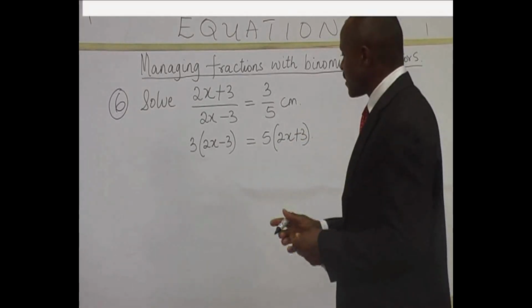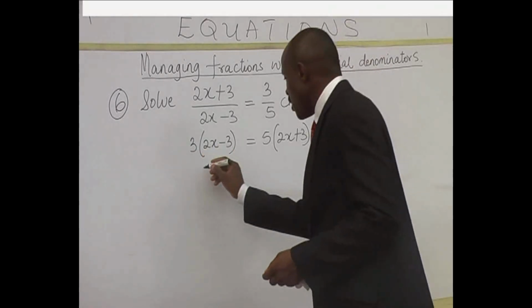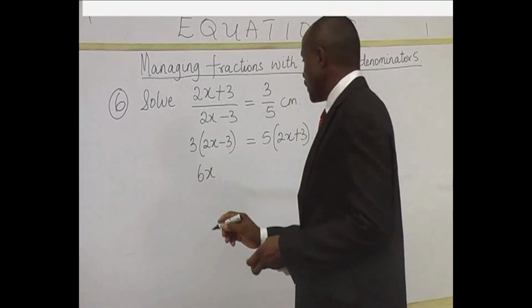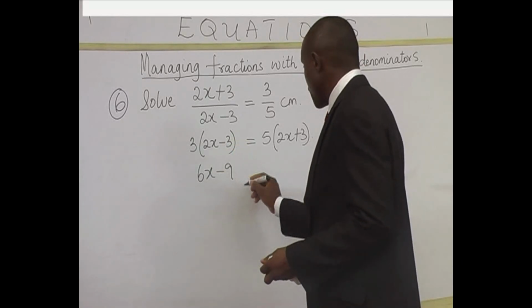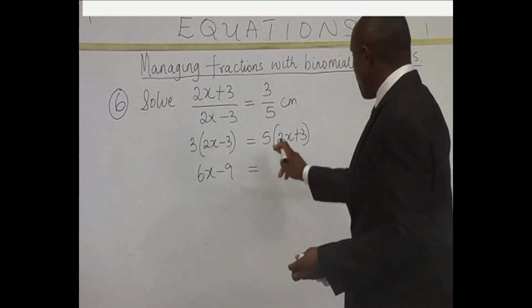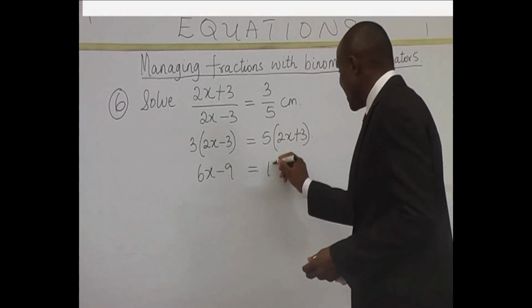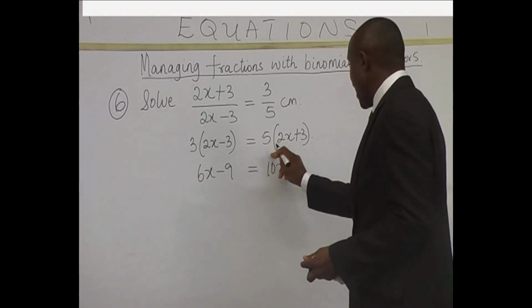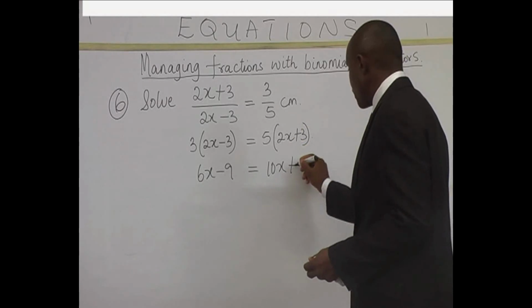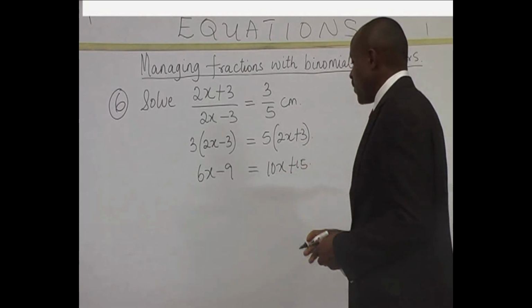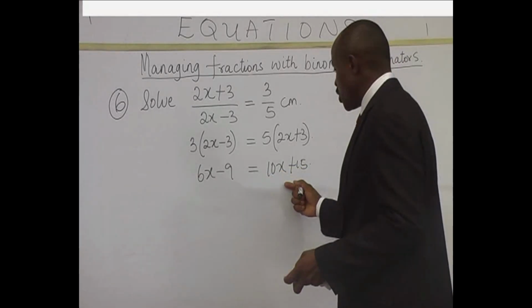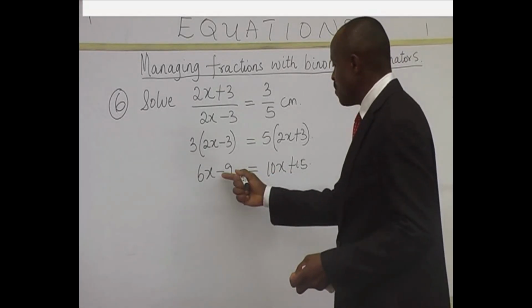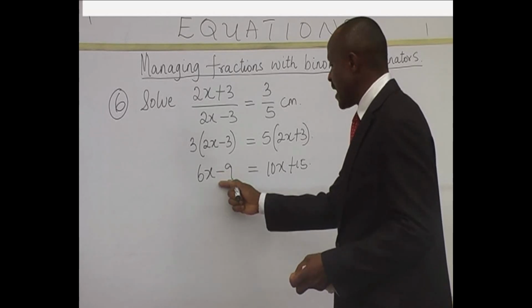Now remove brackets. 3 times 2x will give you 6x. 3 times minus 3 will give you minus 9. It's now equal to 5 times 2x will give you 10x. 5 times plus 3 will give you plus 15. Now move 10x from the right hand side of the equation to the left hand side. And move minus 9 from the left hand side to the right hand side.